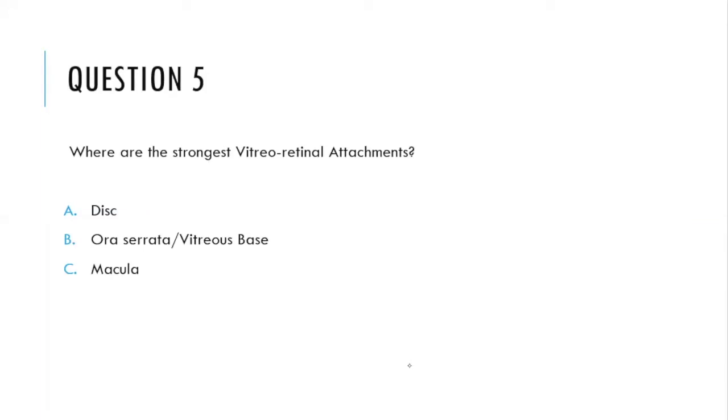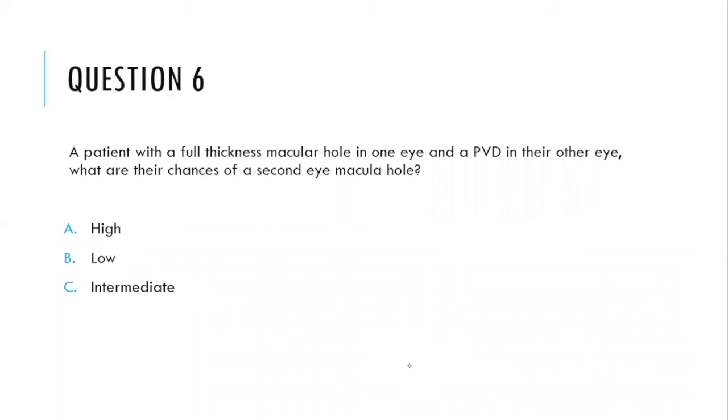Good, so move on to question 6. A patient with a full thickness macular hole in one eye and a PVD in their other eye, what are their chances of having a second eye macular hole? So they've already had a macular hole in one eye, and they're worried about whether they're going to get that macular hole in the other eye. They do have a PVD.